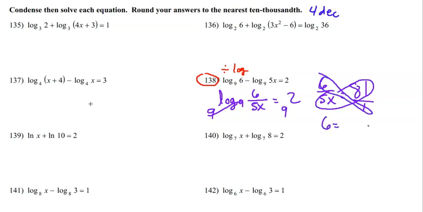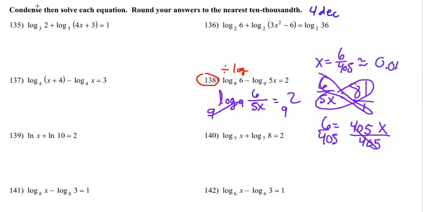6 equals 405x. Divide each side by 405. And then we get x equals 6 over 405, which is approximately 0.0148. Now if you plug that into the original, you get a positive number inside of all the logs, so that is a real solution.